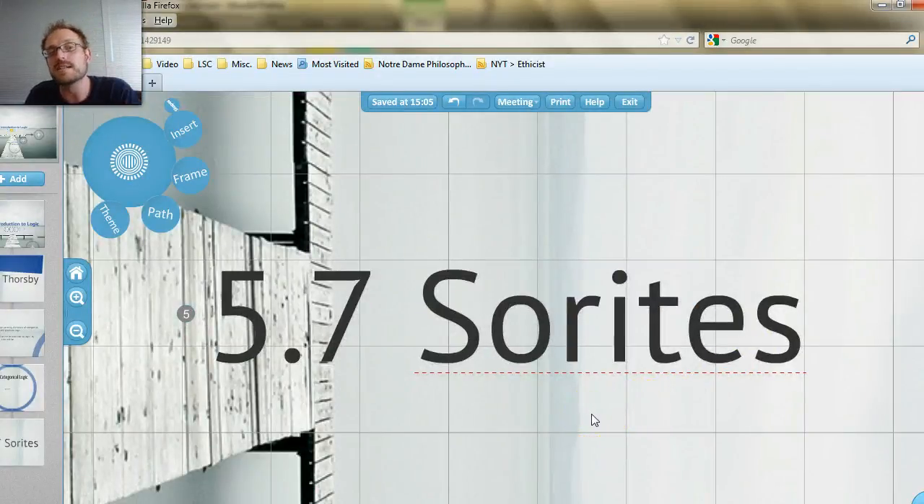So that's Sorites. You'll see that after this we're going to start talking about propositional logic, and we're going to move away from this. But this is our section on Sorites.